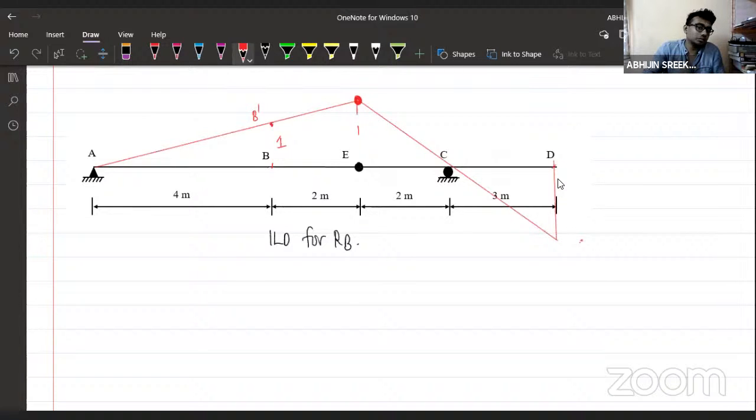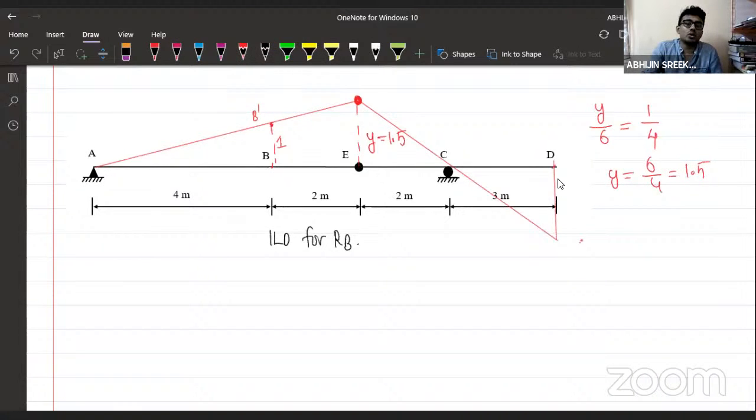What is the ordinate here? If I'm taking it as y, you can find it by using the similar triangle principle. It will be coming out to be 1.5. Y divided by 6 is equal to 1 divided by 4. Y is equal to 6 divided by 4, that is equal to 3 divided by 2. It's equal to 1.5.